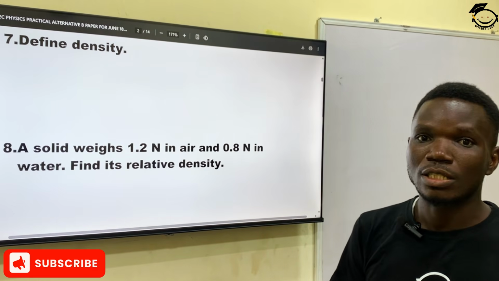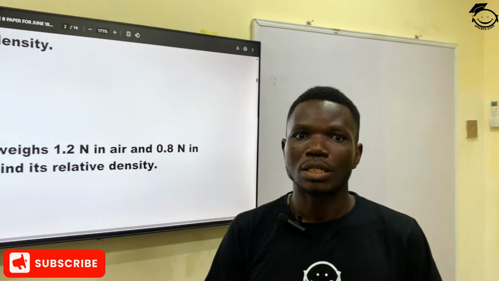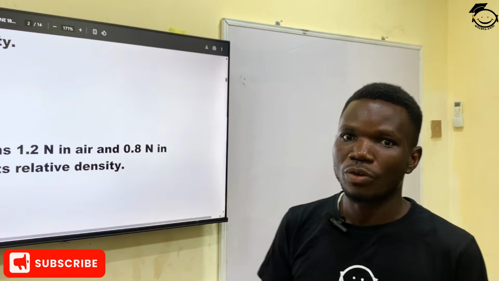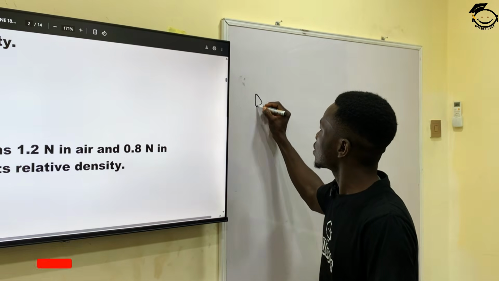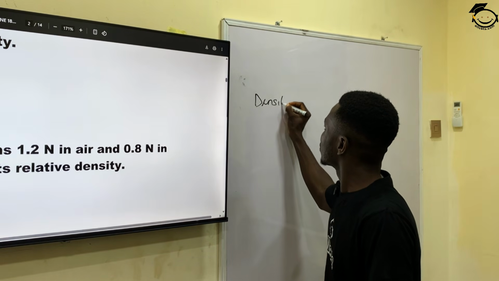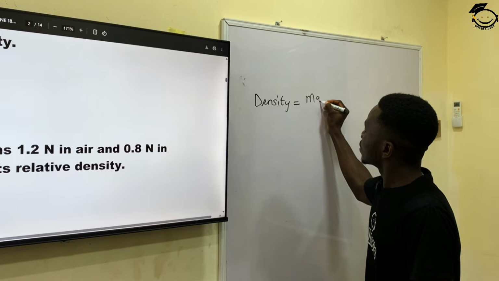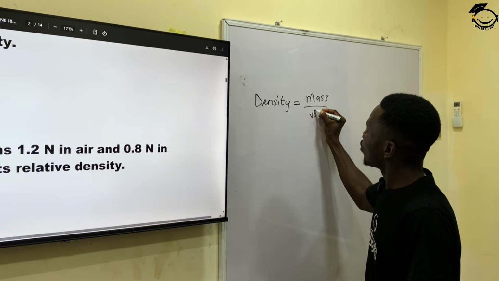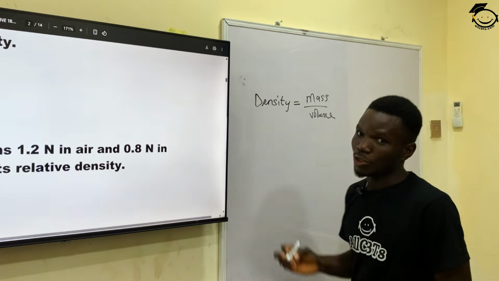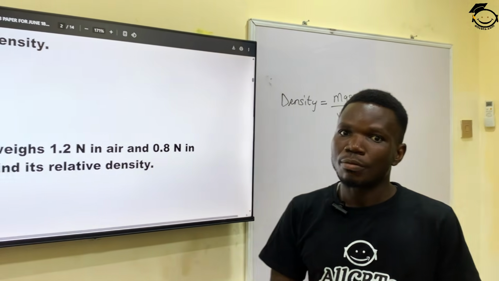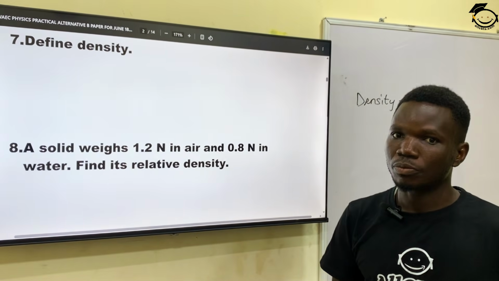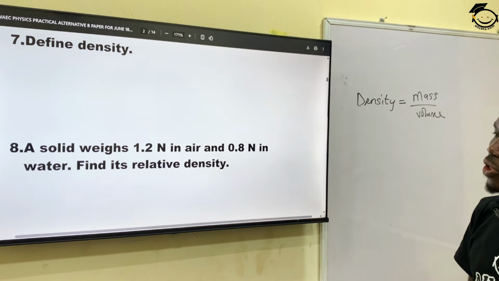It says define density. Density is the mass per unit volume of a body, and you can say density is equal to mass over volume. Hence the unit is kilogram per centimeter cubed. Moving on to the next question, question number 8.